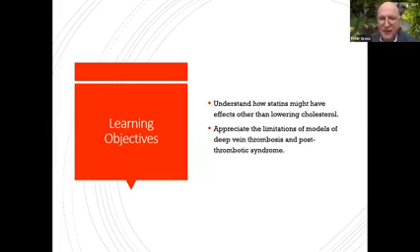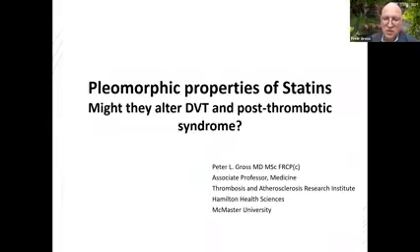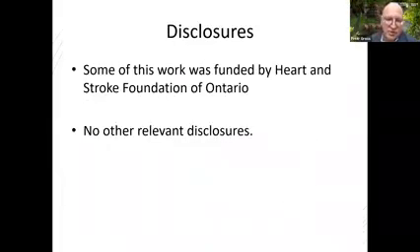Thanks, Aggie. So the learning objectives of this basic science introduction to statins and venous thrombosis is to understand how statins might have effects other than lowering cholesterol, and to appreciate the limitations of models of DVT and models of post-thrombotic syndrome. So some of this work was funded by Heart and Stroke Foundation of Ontario. There's no other relevant disclosures.